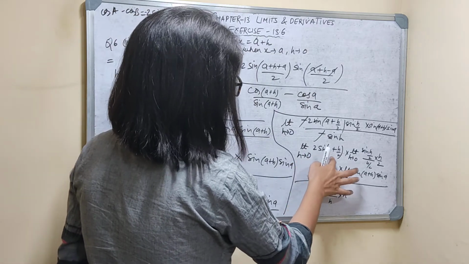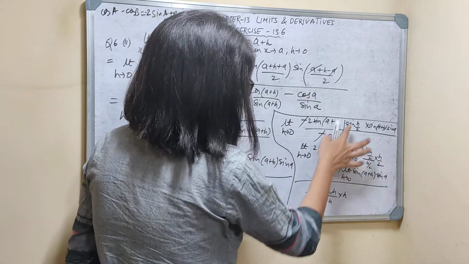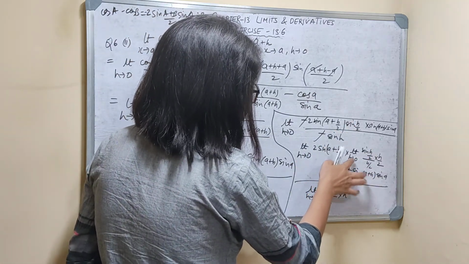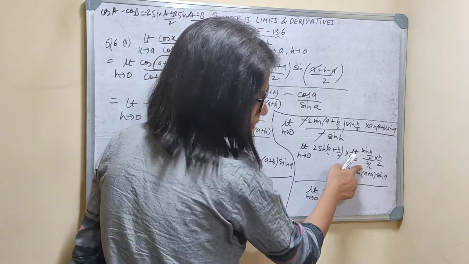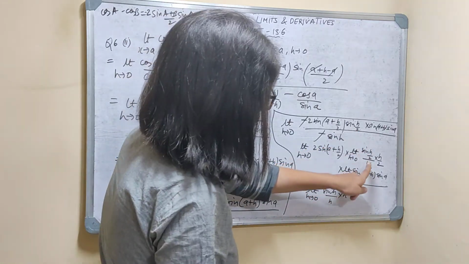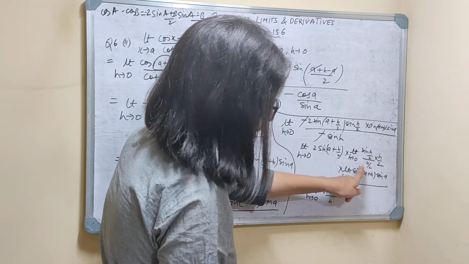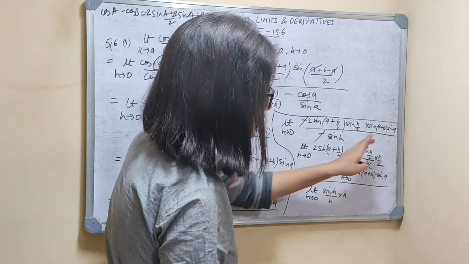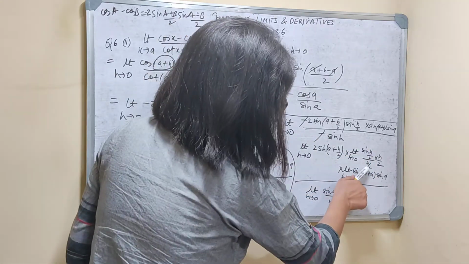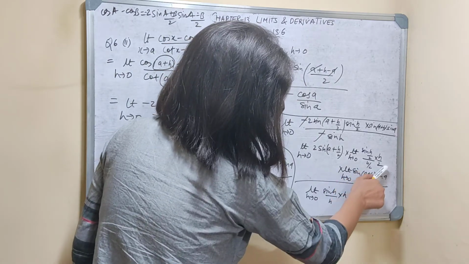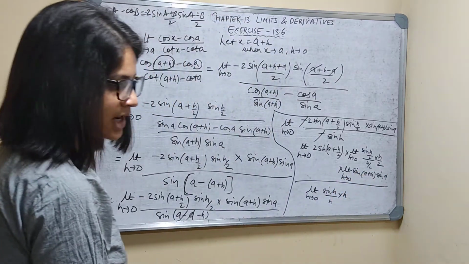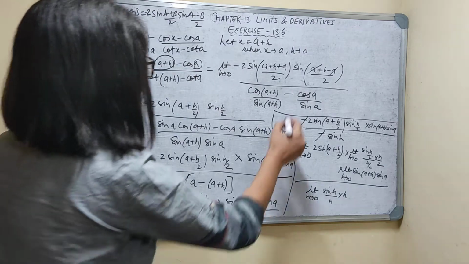Here 2 sine a plus h by 2 sine h by 2. I am writing separate limit for limit h tends to 0, sine h by 2 upon h by 2. This is what? Sine h by 2, I need what? H by 2, because sine x upon x is equal to 1. Limit x tends to 0, sine x by x is equal to 1. So if I am dividing by what? H by 2, I am multiplying with h by 2. Till here it's clear. Now you can see what will you get here.